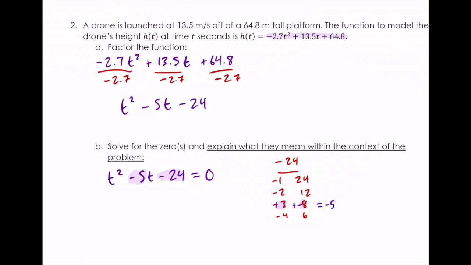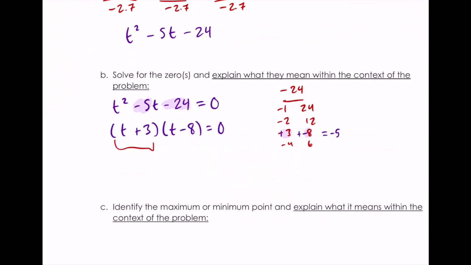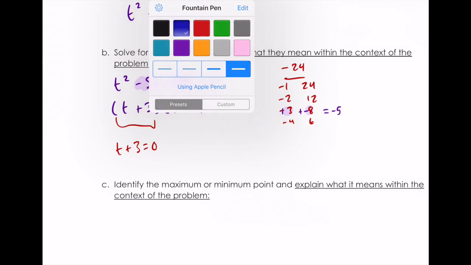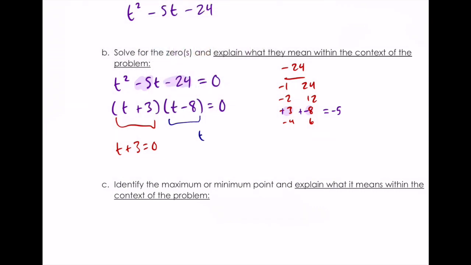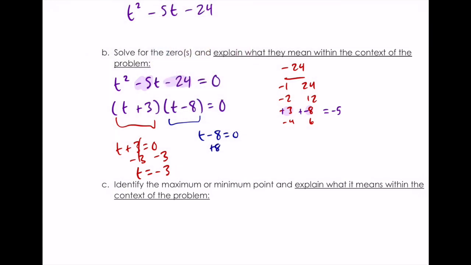So t plus 3 times t minus 8. Now we can take each part and set it equal to 0. So t plus 3 equals 0. We'll take the other part, make that equal 0. t minus 8 equals 0. And we can solve. So subtract 3 from both sides here. We get t is negative 3. Add 8 to both sides here. We get t is equal to 8.